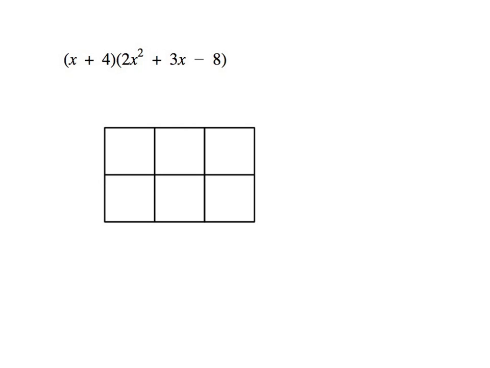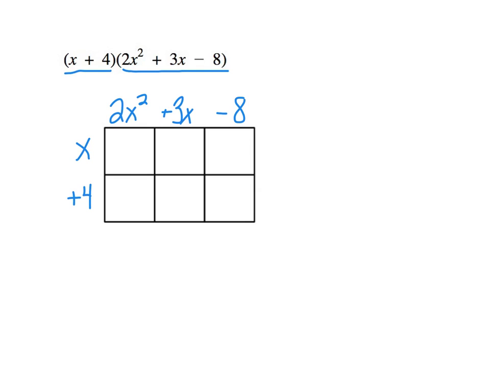I've been asked to multiply a binomial times a trinomial. So the first thing I'm going to do is go ahead and set up my area model. I'm going to take my two terms, my binomial, and put it over here on the side, x plus 4, and then my trinomial along the top, so 2x squared plus 3x minus 8. And now I'm just going to fill in my area model.